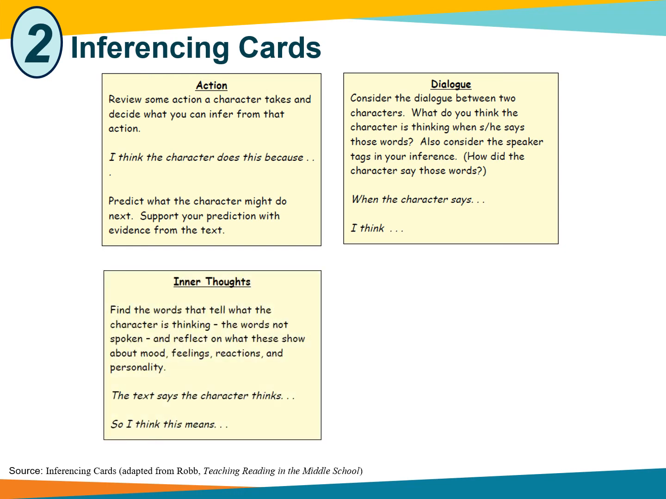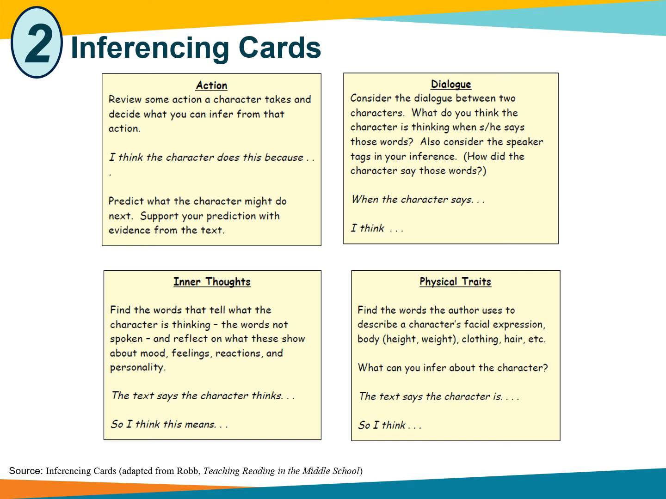Then there's one on inner thoughts. Find the words that tell what the character is thinking, the words not spoken, and reflect on what those show about mood, feelings, reactions, and personality. For example, the text says that the character thinks, so I think this means. The last one is on physical traits. Find the words the author uses to describe a character's facial expression, body, height, weight, clothing, hair, etc. What can you infer about the character? For example, the text says the character is, so I think.